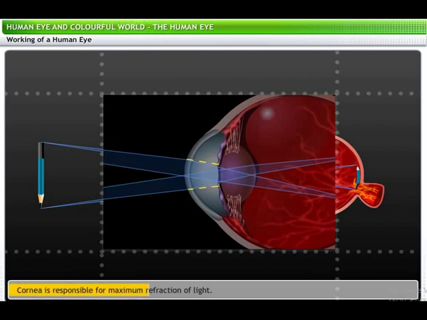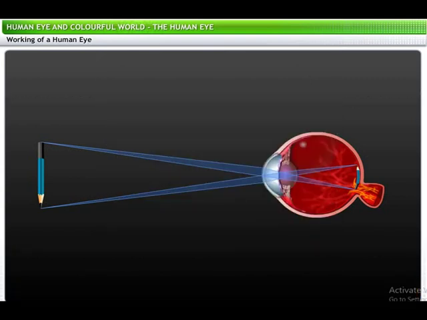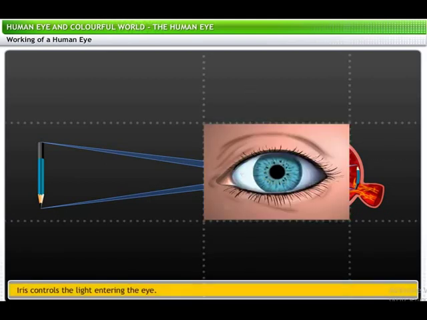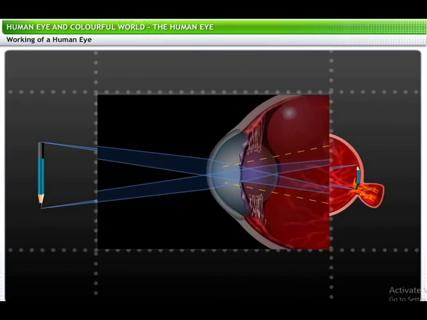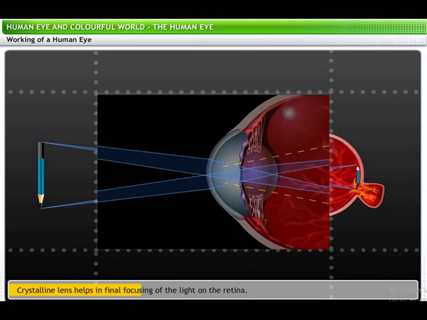The cornea is responsible for maximum refraction of the light incident on the eye. With the help of involuntary movement of the ciliary muscles, the iris and the pupil control the light entering the eye and incident on the lens. The crystalline lens, being biconvex in nature, refracts the light rays it receives. It helps in final focusing of the light on the retina to form a real image.